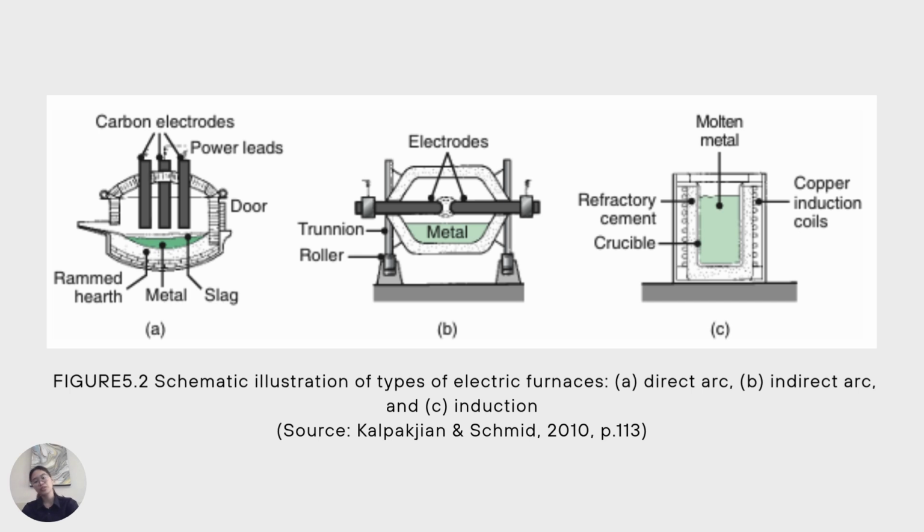Finally, in figure C, on the very right, we have the induction furnace. Unlike the previous two, it does not rely on electrical arcs or combustion. Instead, it uses electromagnetic induction generated by copper coils surrounding a refractory-lined crucible. The alternating magnetic field induces electric currents within the metal charge, heating and melting it directly. Because it doesn't use electrodes or produce slag, the induction furnace is ideal for melting small batches of high-quality specialty steel and alloys where purity and control are crucial.